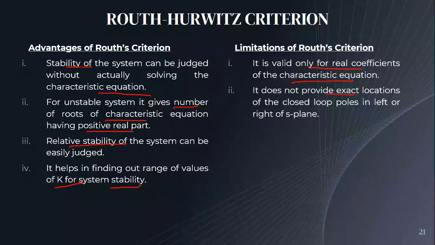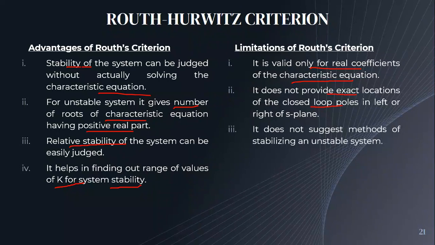Again, it does not provide the exact location of closed loop poles, right? It provides the number of poles only. Second, it does not suggest any method for stabilizing an unstable system, right? And it is applicable only to linear systems. We are not talking about non-linear systems as of now, right?